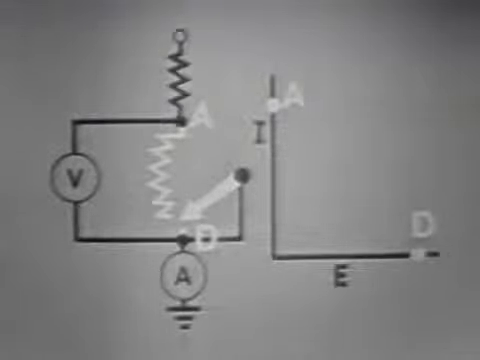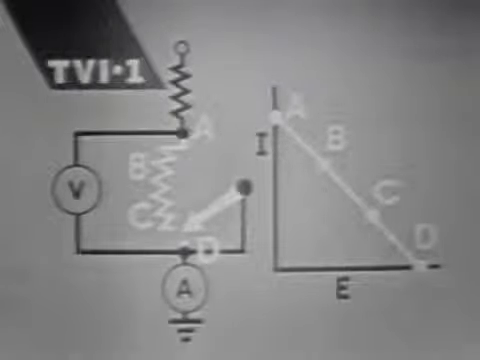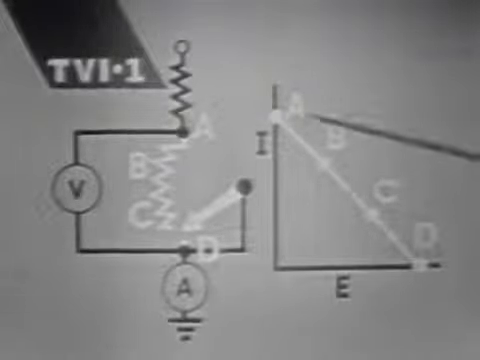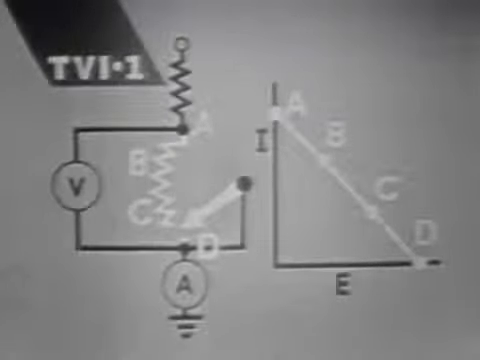If the arm is moved from position A to position B to position C to position D in steps, a series of points would be generated that would be on a straight line between positions A and D.